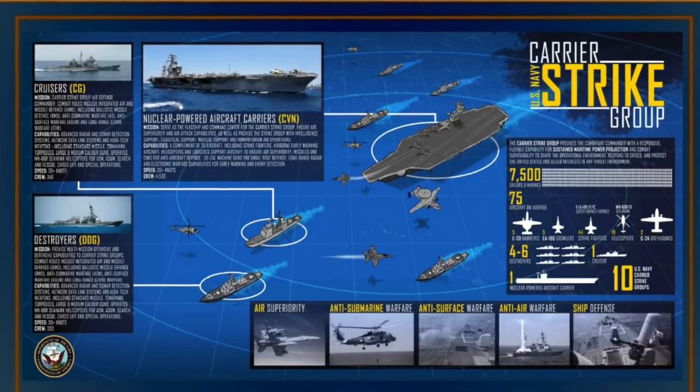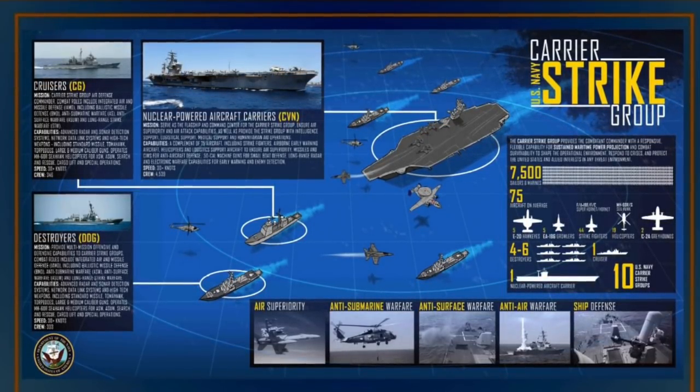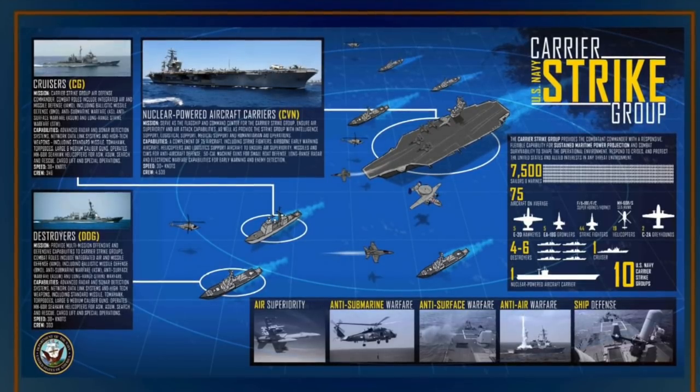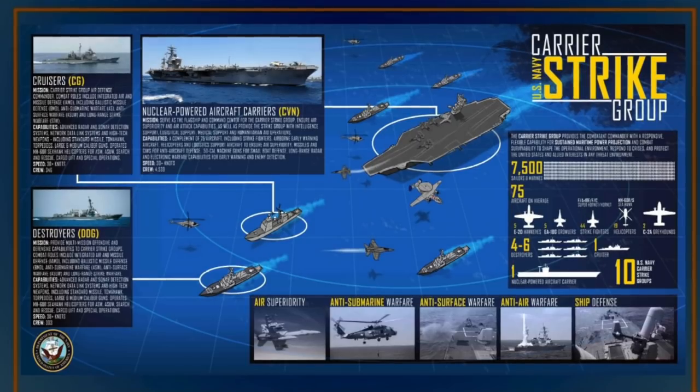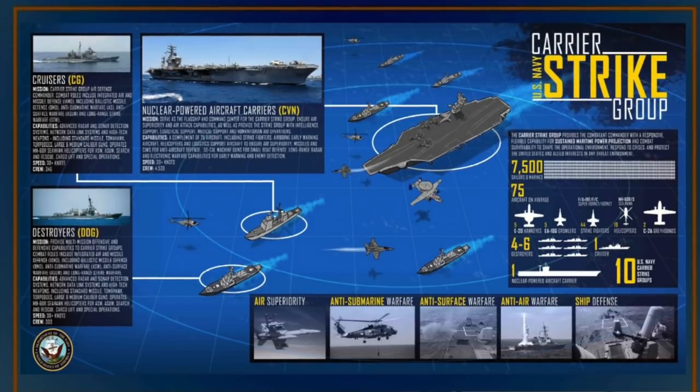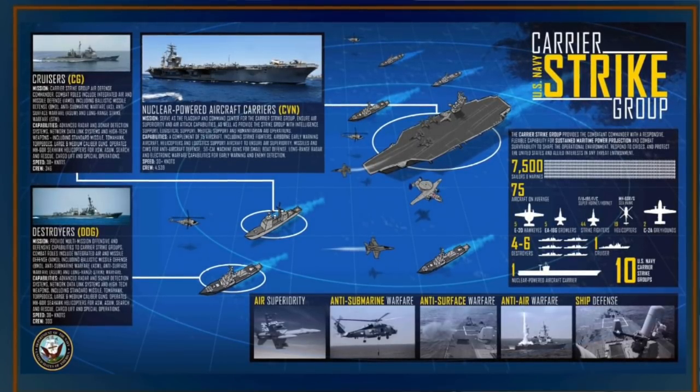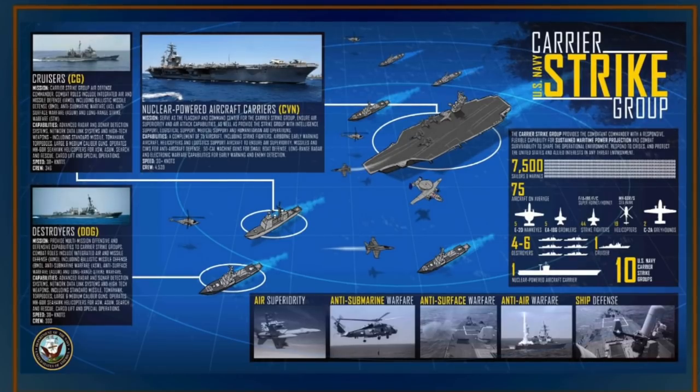And the Nimitz-class carrier will handle 60 to 70 aircraft. And those are normally Marine Hornets, Navy Super Hornets, and then the E-2 Hawkeye, which is a radar-type long-range aircraft.